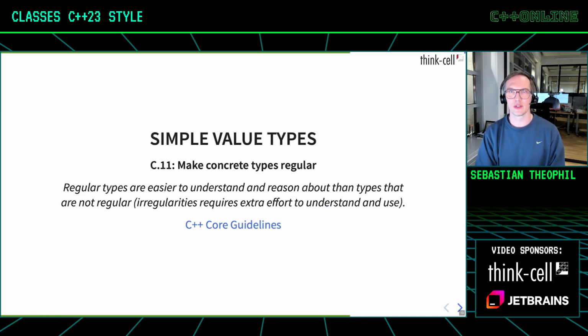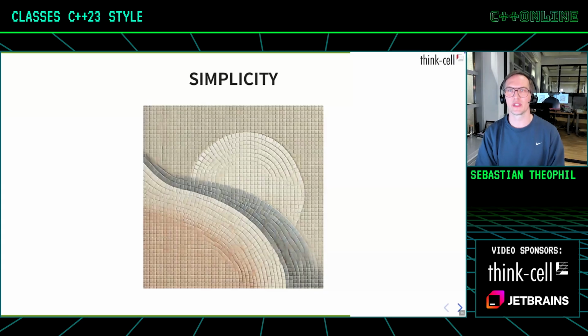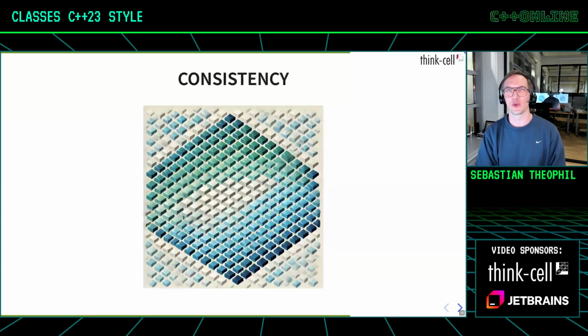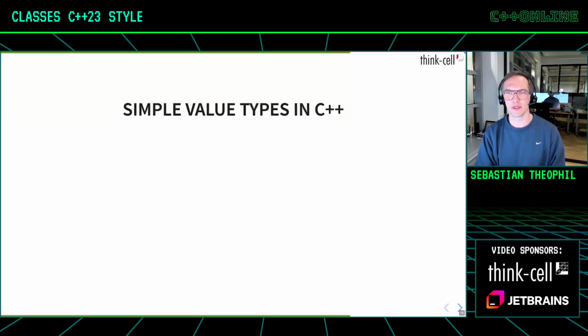And we do this so value types always behave the same. They behave in predictable and easy to use ways. So we do this for simplicity. We do this for consistency. We implement regular types. So how do we write a regular type in C++?